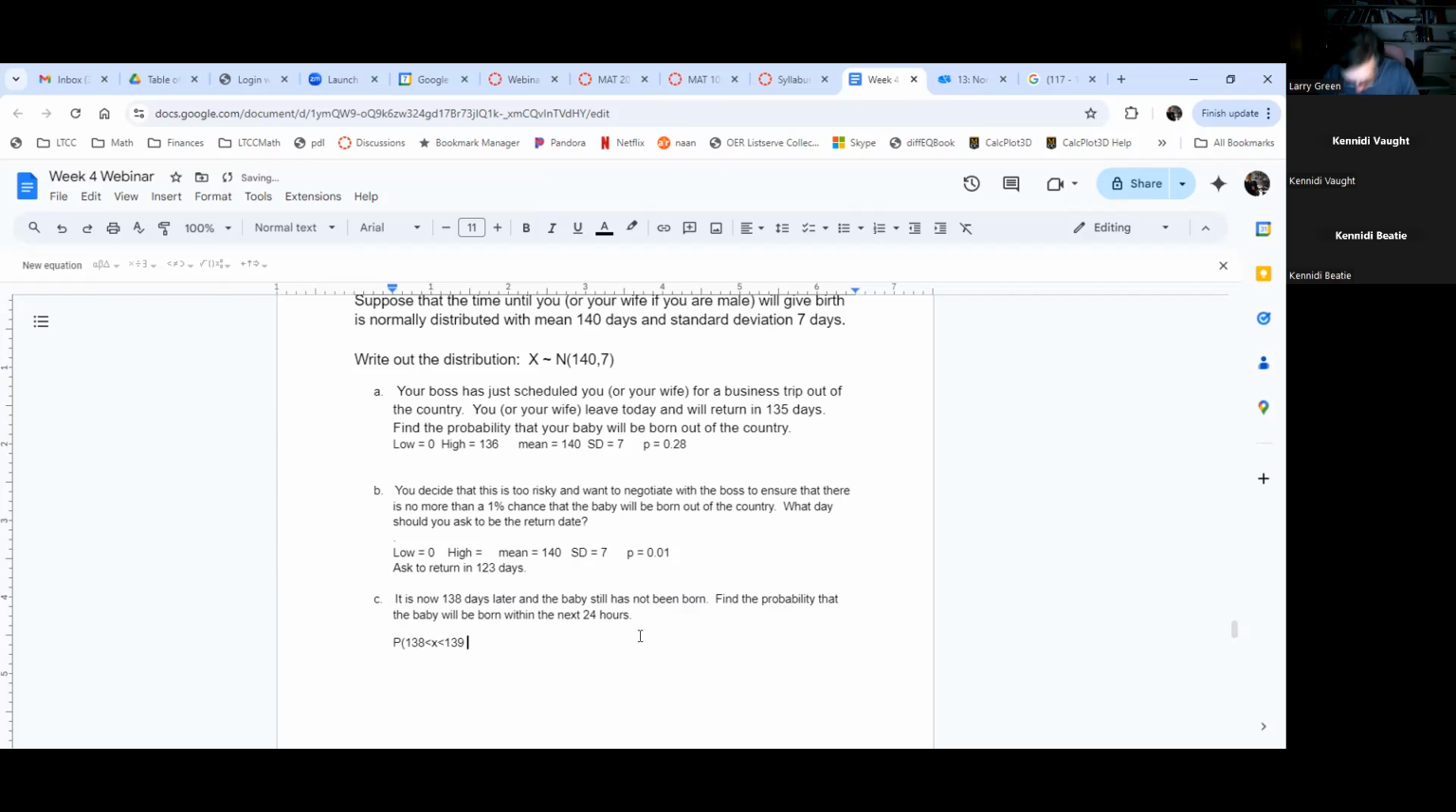Given X is greater than or equal to 138. Because we're given the baby hasn't been born, that means 138 days. It didn't happen at less than 138. Any questions on reading the question and knowing this is what we want? Any questions?